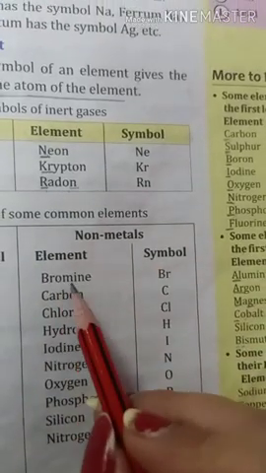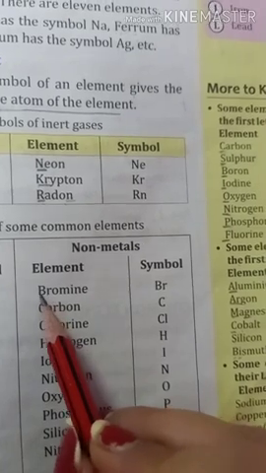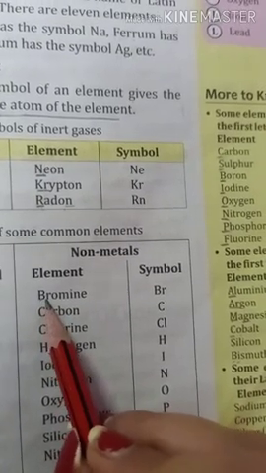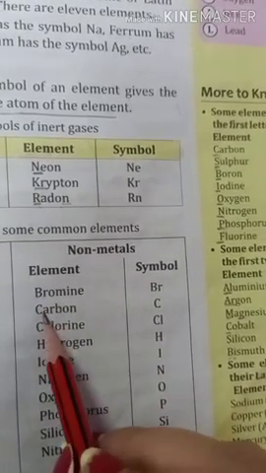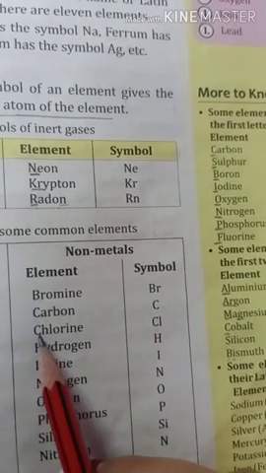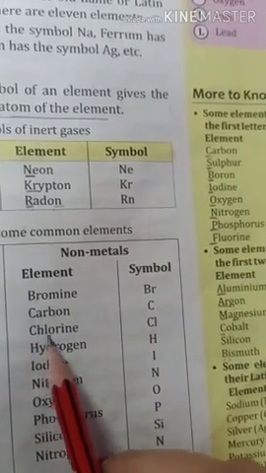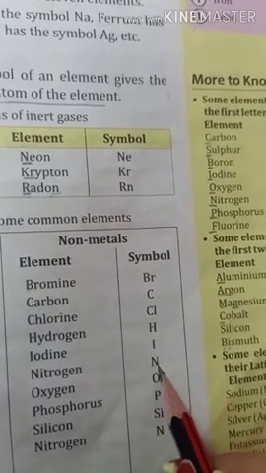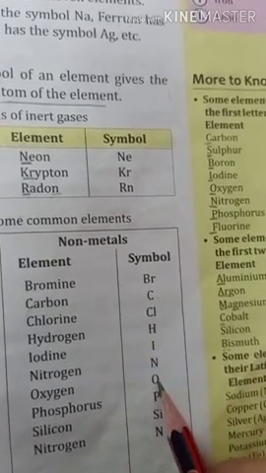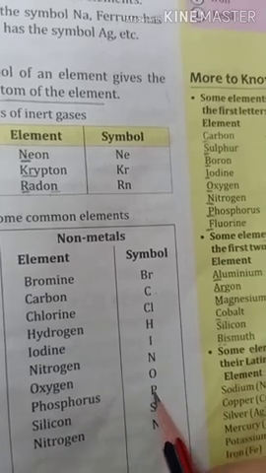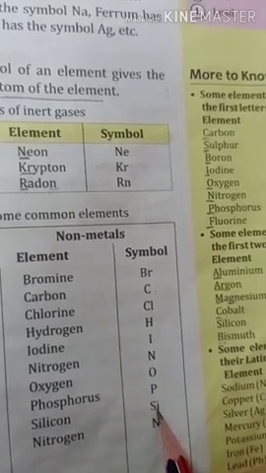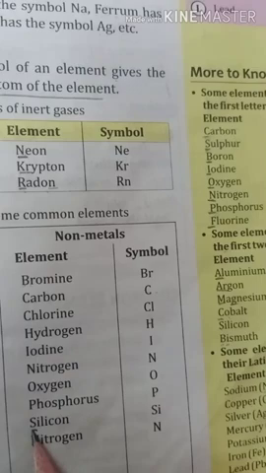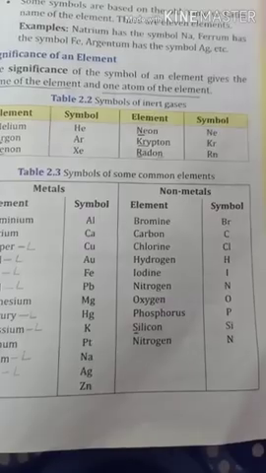For bromine, the symbol is capital B small r, the first two letters, first in capital, second in small. For carbon, capital C. For chlorine it is capital C small l. For hydrogen, capital H. For iodine, capital I. For nitrogen, capital N. Oxygen, capital O. Phosphorus, capital P. Silicon, capital S with small i. And for nitrogen it is capital N.